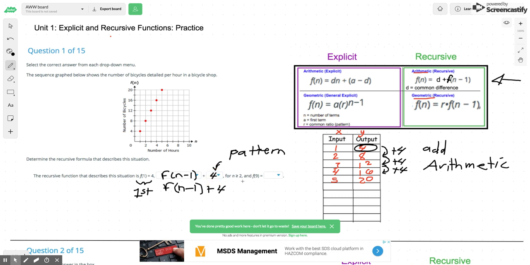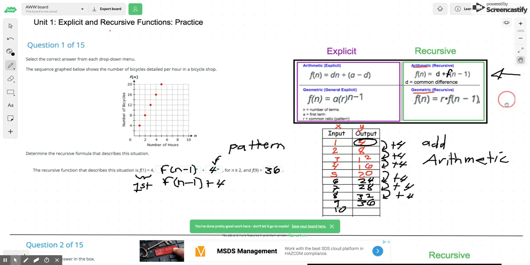Now the next one is f of 9. What they're asking you is to find the ninth number. So 5, 6, 7, 8, 9. To do this, you're going to have to keep adding 4. Unfortunately, for recursive, you can't really plug in a number. You always need to know the value that came before it. So this is 24, 28, 32, 36. So the value when x is 9 is 36. So that's it for question 1. Let's see if we get to question 2.